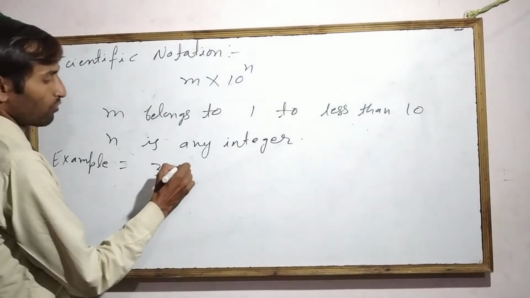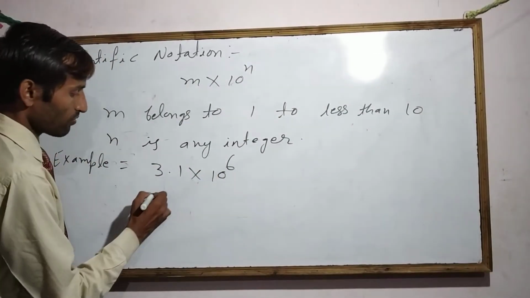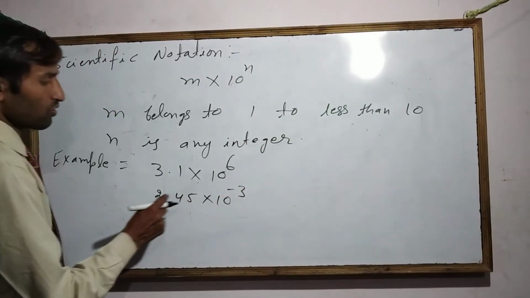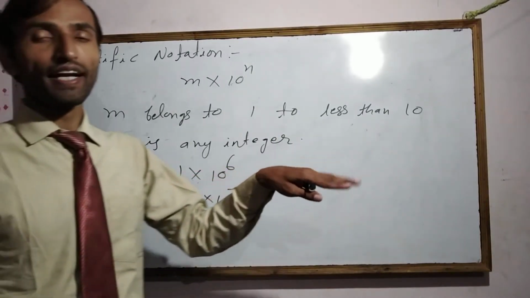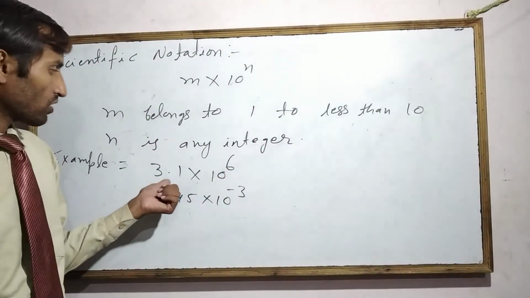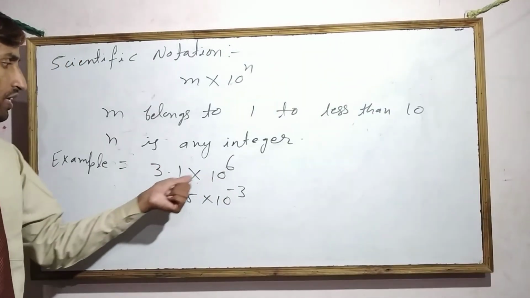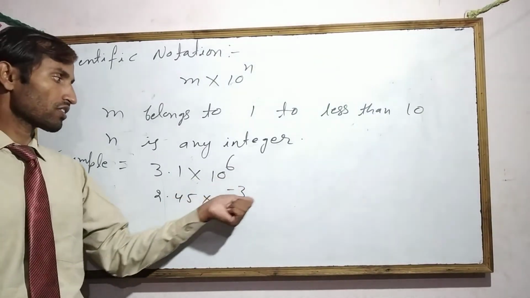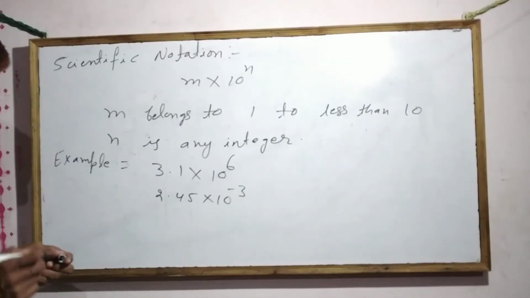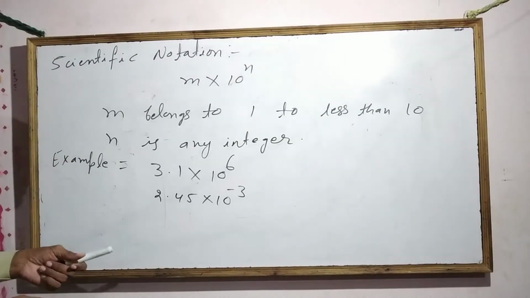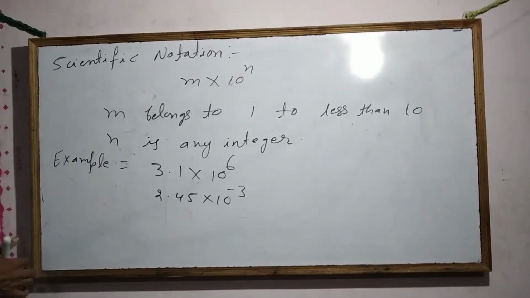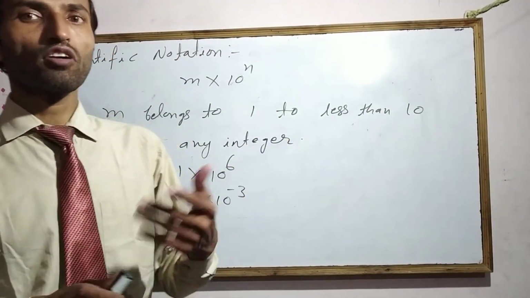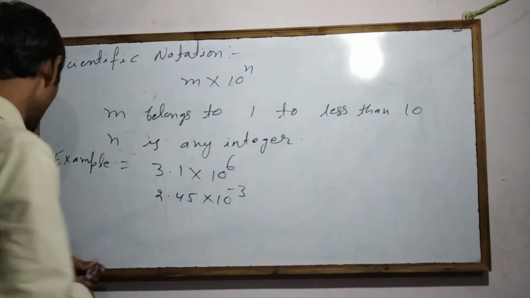Sometimes written like this, 3.1 into 10 power 6, sometimes written 2.45 into 10 to the power minus 3. So you see here, this type of number is called scientific notation. This one is m and 10 to the power 6 means this one is n. Again this one is m and 10 to the minus 3 is n. So n can be a negative integer also and a positive integer also. Okay, so now we have to learn the method of how to convert any number into scientific notation.